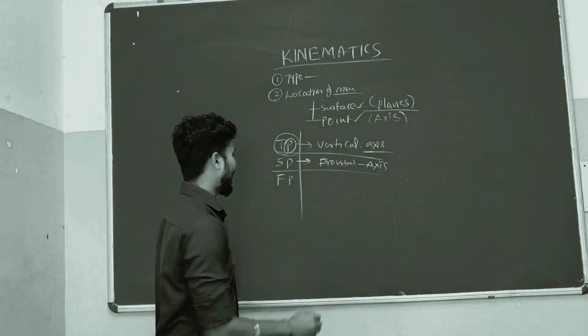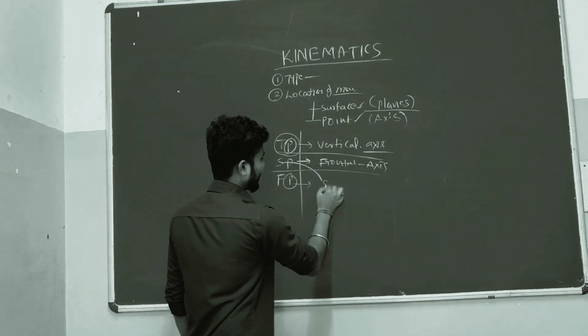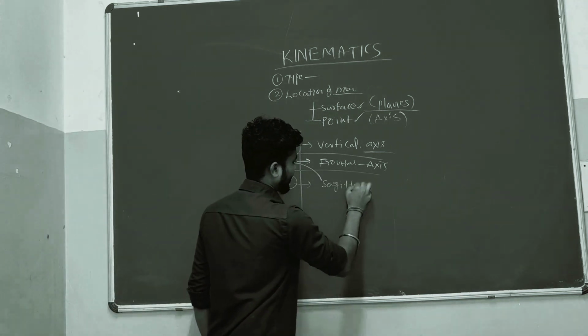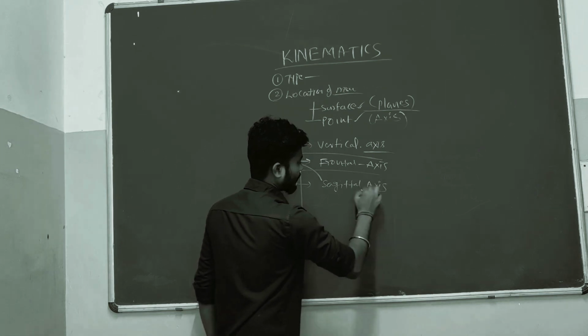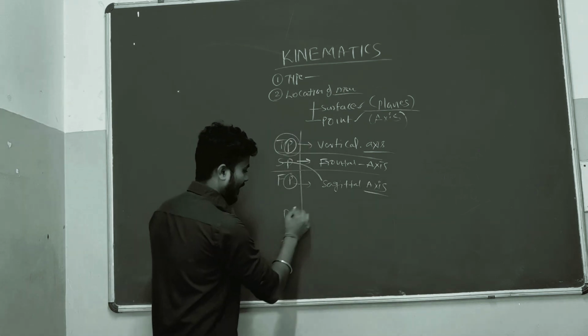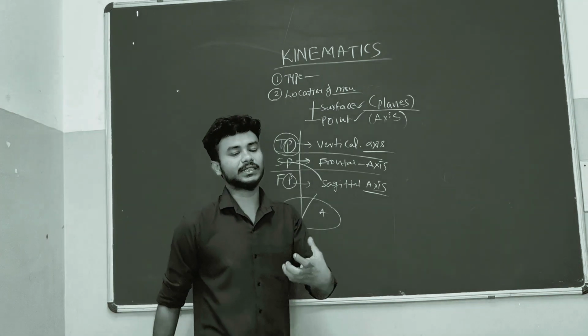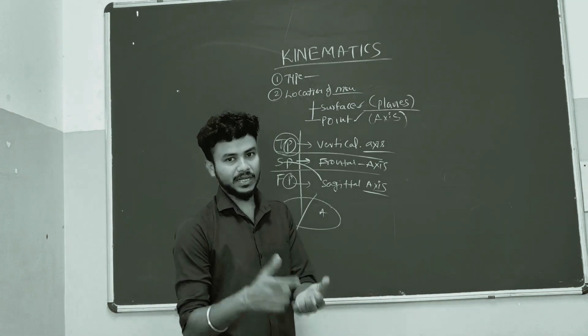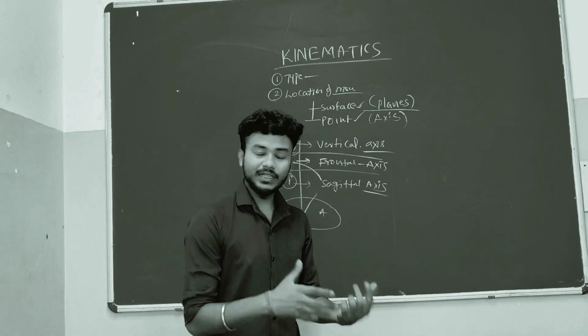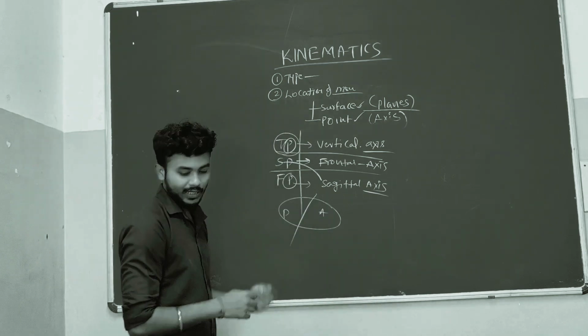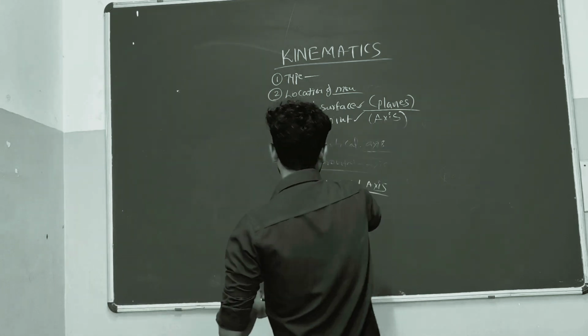And frontal plane का axis sagittal axis. So these are the planes and axis. These two topics are like an imagination only. We have to imagine where the movement is happening. Now we will come to the next point.